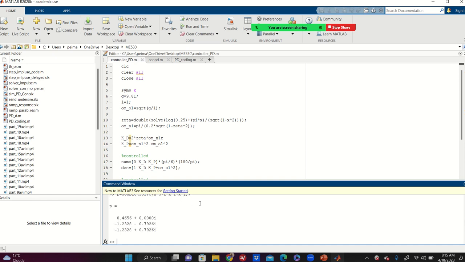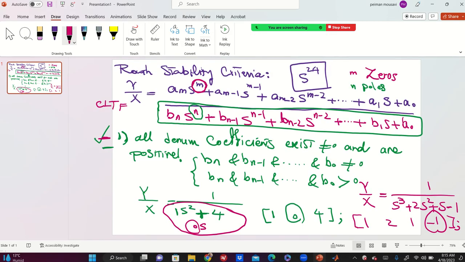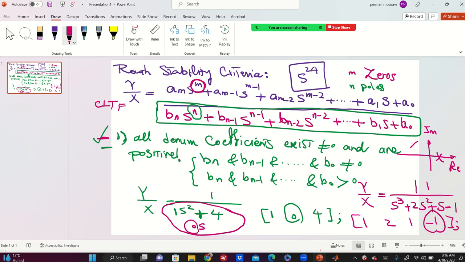minus 1. Okay. See, it has one right hand side pole, which means that the system is unstable. Do you see that? It says, and a pair of complex conjugate poles in the left hand side. So if you plot in the imaginary and the real, it has one pole here and a pair of complex, so it means that your system is unstable.